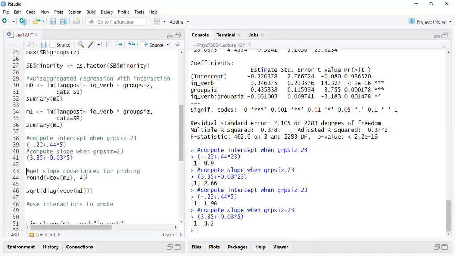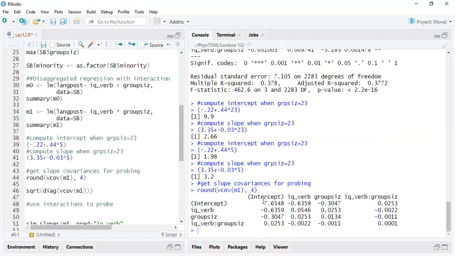If I wanted to probe these, I can use the vcov command here, vcov and the name of my model, to get that asymptotic covariance matrix. I'm going to use the round function to round those to 4 decimal places so they're easier to read. But here I could see the variance of the intercept, the slope of verbal IQ, group size, and the interaction.